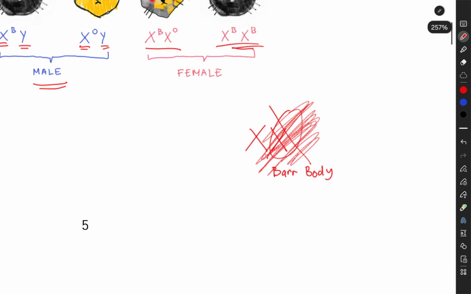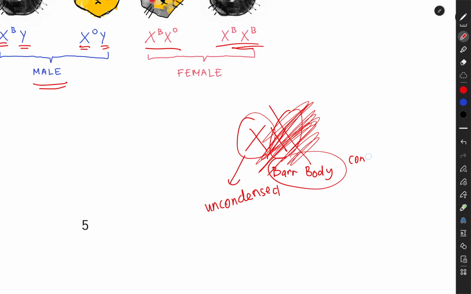So one would normally be uncondensed, and the Barr body will be condensed and thus not expressed. The genes in this Barr body are not expressed. So that's why there are patches of cells, like clones or patches of cells with different colors, across the cat's skin.